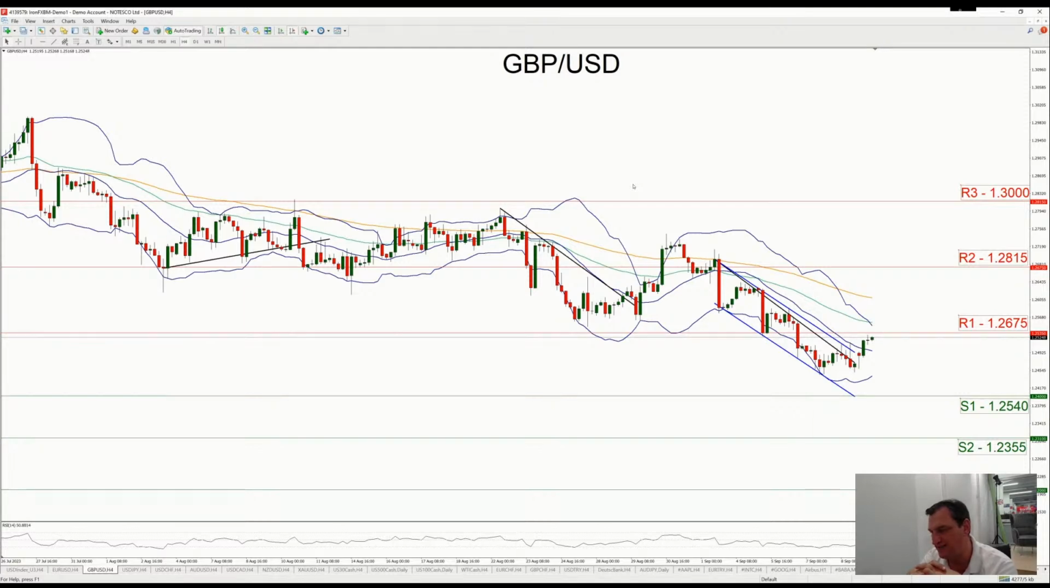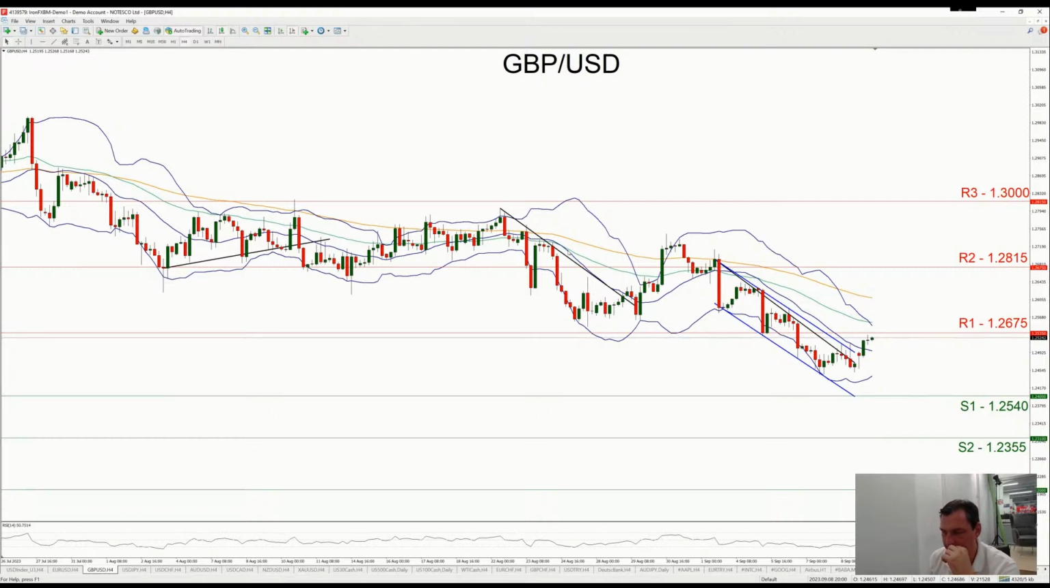Now, should the bears regain control over cable's direction, we may see the pair dropping, breaking the 1.2540 and starting to aim for the 1.2355. The outlook for the GBP is a little bit dark, and we're a little bit pessimistic about it. What you're seeing right here in the chart is more related to the US dollar rather than the pound as such.